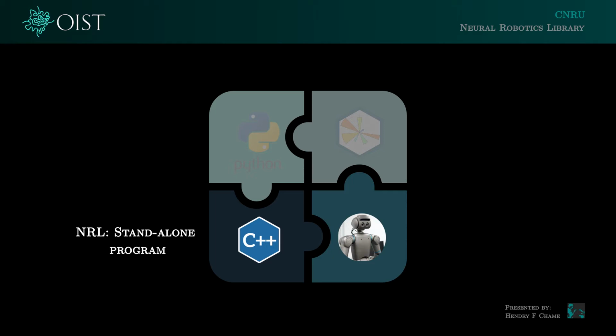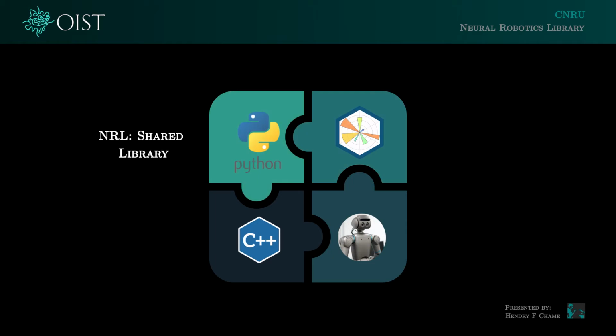Alternatively, you could compile NRL as a shared library and wrap it around a Python class. There is, though, a loss in performance estimated to be around 30% when including NRL as a shared library in your Python project. So the final decision would also depend on the desired control loop frequency for your project.